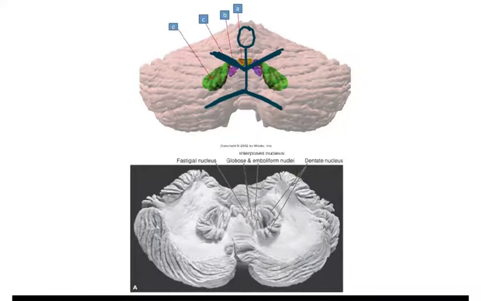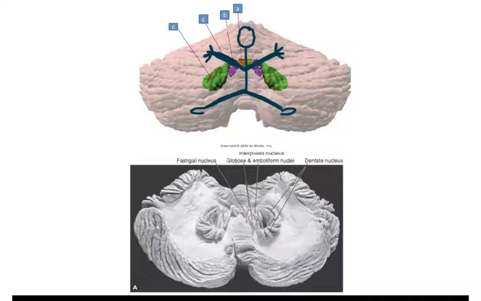So if you draw a little stick man on here, you can see that the vermal zone would coordinate the extensor muscles of the trunk for posture as well as head and eye movements, whereas the paravermal zone would be involved in coordinating voluntary movements of the proximal muscles, like within the shoulder, whereas the lateral zones would be involved in coordinating voluntary movements of the distal extremities.